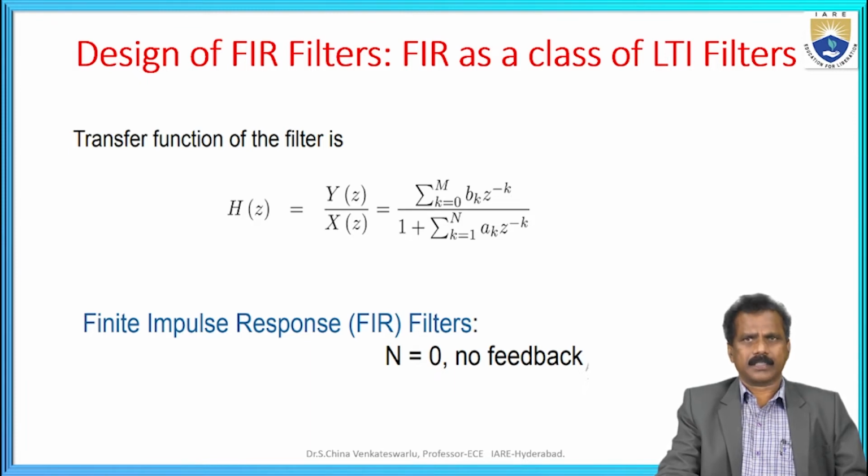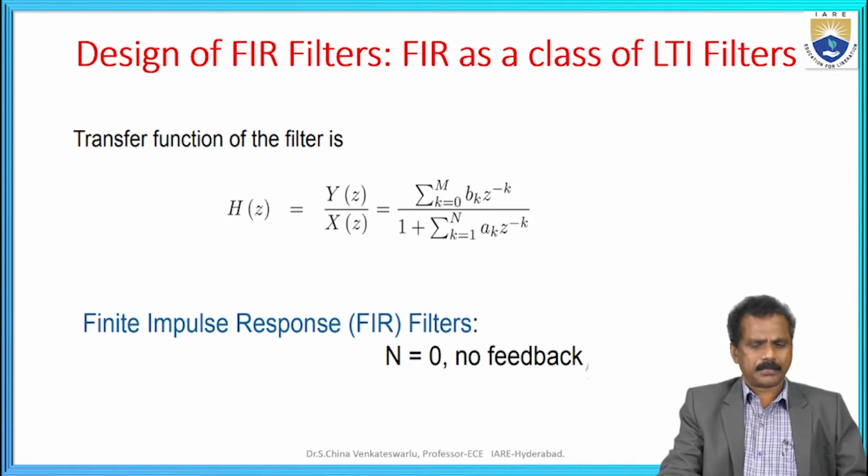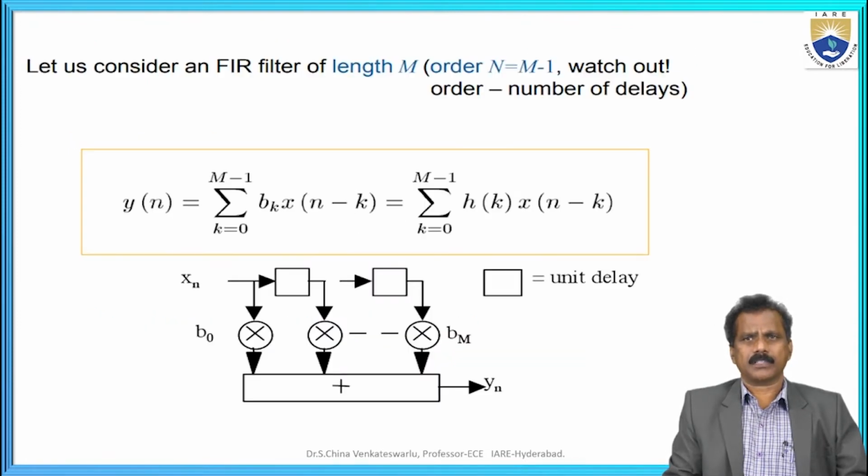divided by 1 plus the summation k equal to 1 to capital N of ak z power minus k. Here, in finite impulse response FIR filters, the order N is equal to 0, so there is no feedback. This is the main motto of this particular concept.